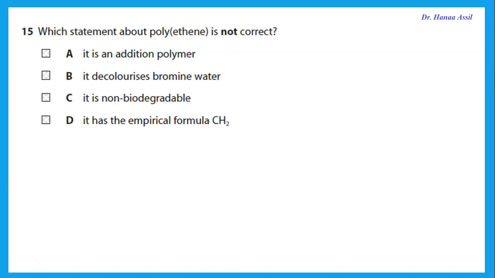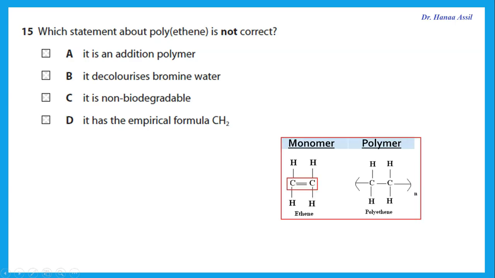Which statement about polyethylene is not correct? Remember, polyethylene is the polymer of ethene. So we're starting with ethene, and that's the monomer. Then we remove the double bond, make it a single bond and join it to many other monomers before and after, and that is the polymer. We're asked which one is not correct. Remember, if the monomer has a double bond, then this is addition polymerization. So A is correct.